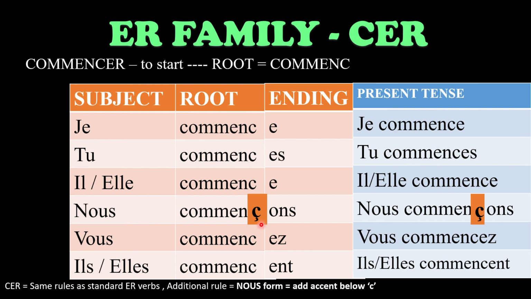So the CER follows the same rules as the standard ER verbs. The only additional rule is for the nous form you have to add an accent below the C. Okay, I hope you've understood this topic. If you want for practice, you can conjugate a couple of the verbs which I had given to you on the first slide, like placer, remplacer, annoncer, and so on.